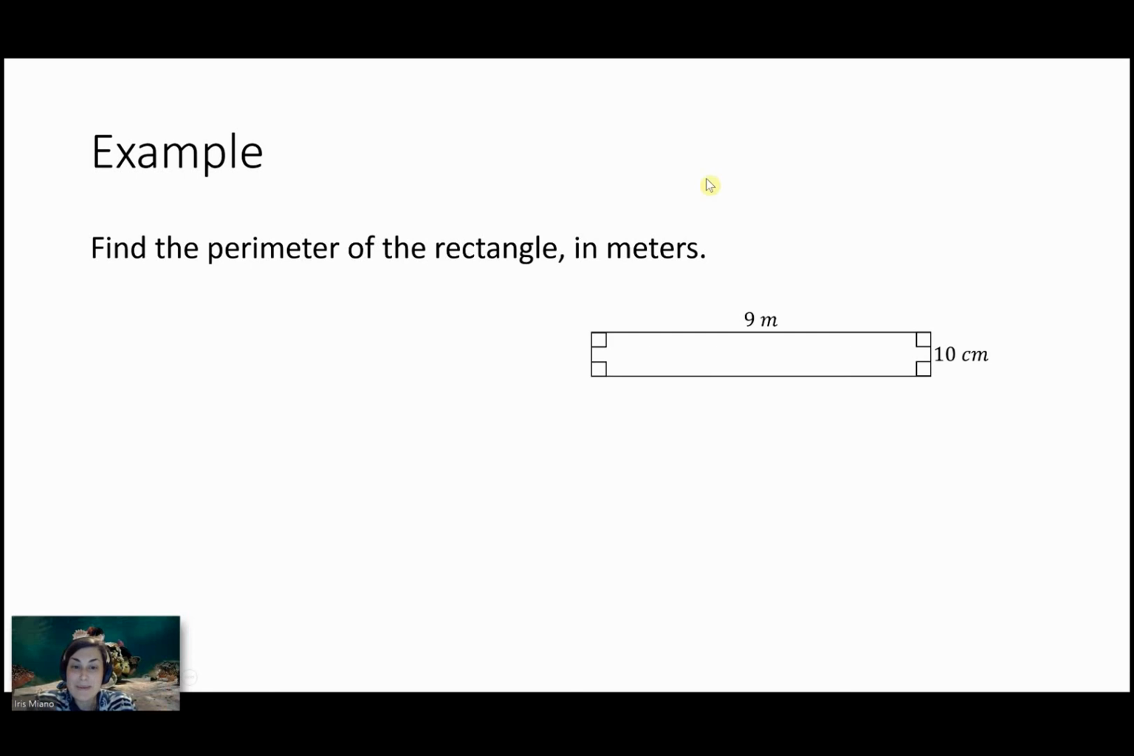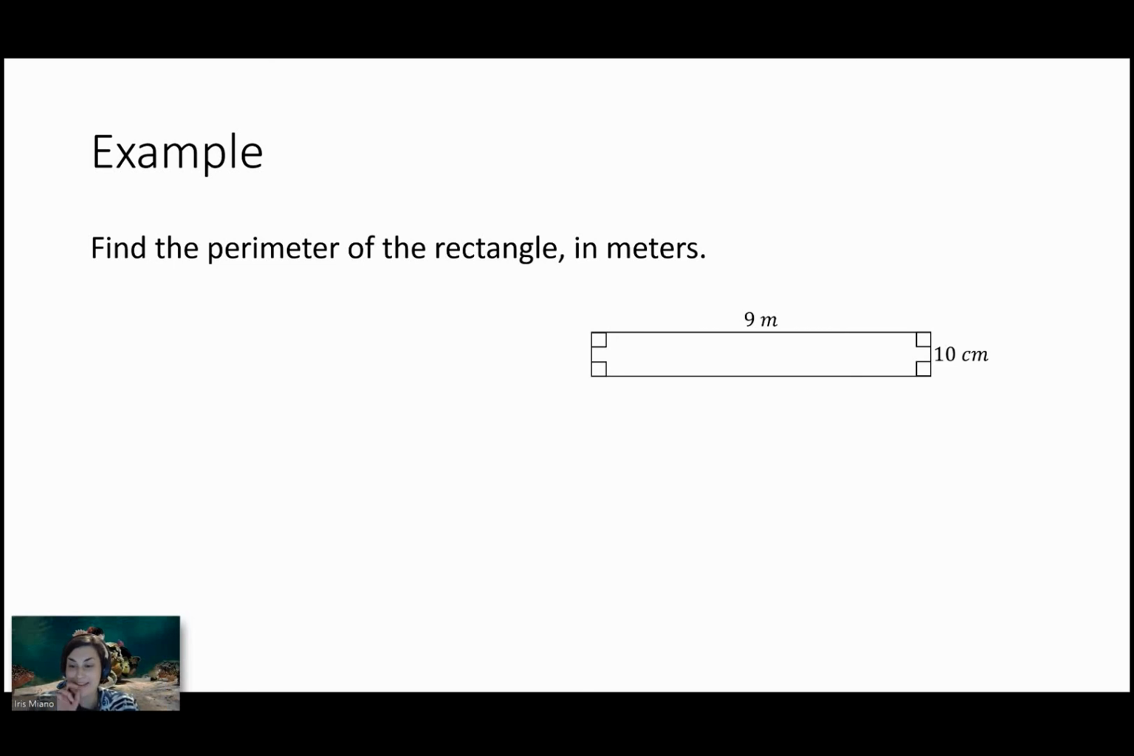Now, since they specify that the final answer needs to be in meters, notice that the length, I would call this the length, the 9 meter distance here for this edge, that's the length, and the width is 10 centimeters. So what do we need to do to this 10 centimeters in order to turn it into meters? That's right, we've got to divide it by, what would it be, 1,000? Yeah, we got to move that decimal place over a few spots. So let's go ahead and talk about that in just a moment.